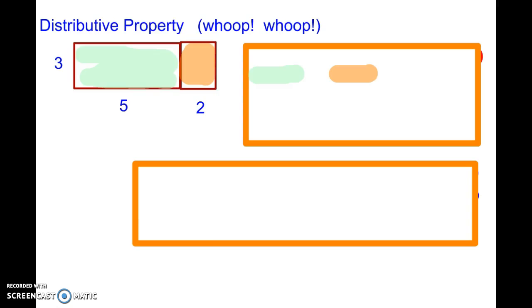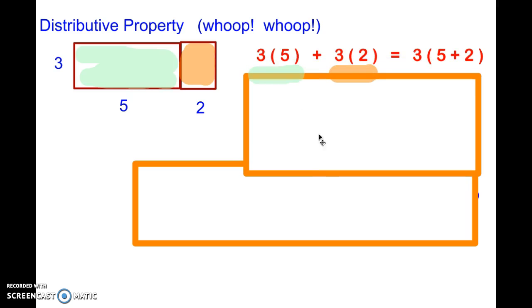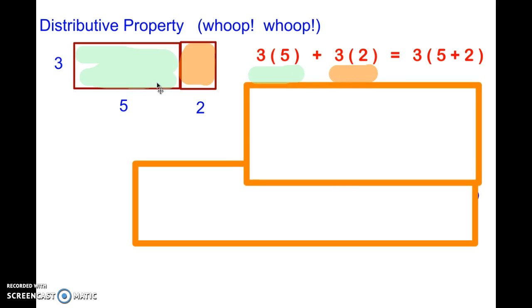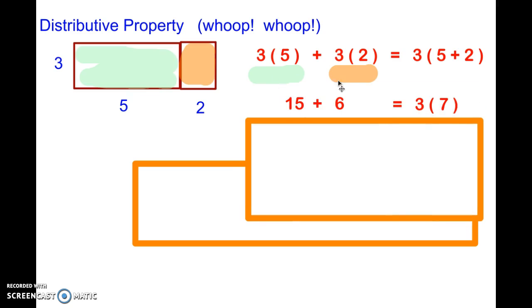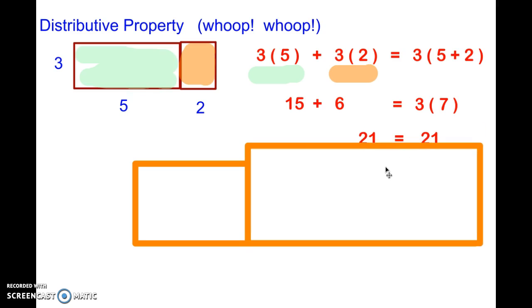So first, distributive property, we need to be able to represent it with area. So here are two rectangles. Here's a 3 by 5 and here's one that's 3 by 2. So there's two ways we can find the area. We could say, well, 3 times 5 plus 3 times 2 would be the area. That's the area of the green and the area of the orange. Or we could say 3 times 5 plus 2. And that's really just the distributive property. So we'll see that this is 15 plus 6, and this is 7, so 3 times 7. On either side we get 21.